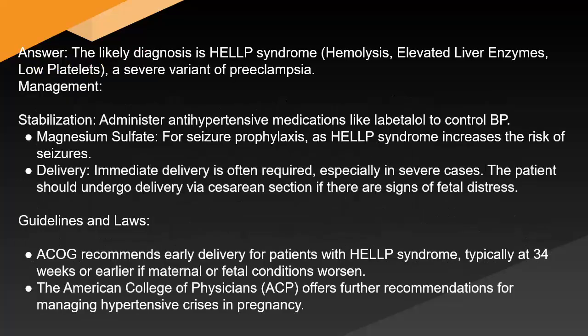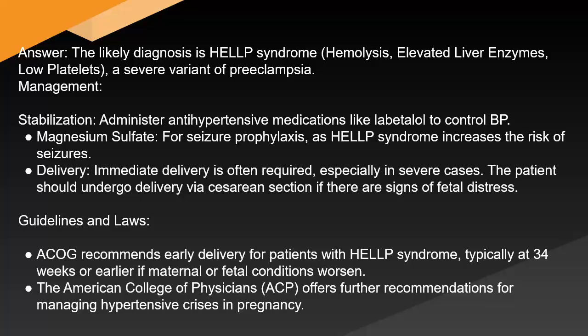Answer: the likely diagnosis is HELLP syndrome, hemolysis, elevated liver enzymes, low platelets, a severe variant of preeclampsia. Management: stabilization. Administer antihypertensive medications like labetalol to control BP. Magnesium sulfate for seizure prophylaxis, as HELLP syndrome increases the risk of seizures. Delivery: immediate delivery is often required, especially in severe cases. The patient should undergo delivery via cesarean section if there are signs of fetal distress.